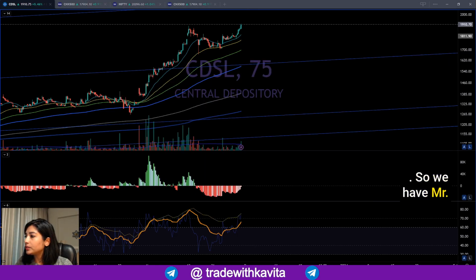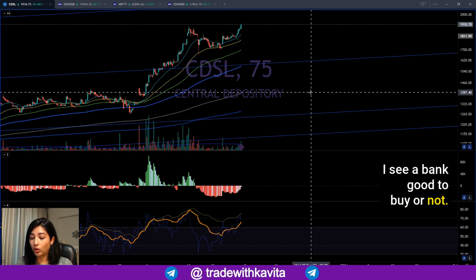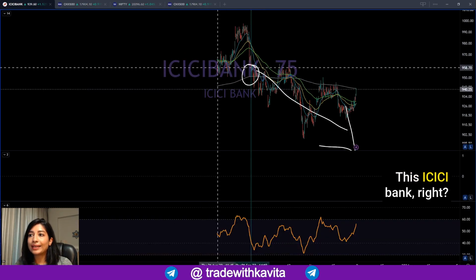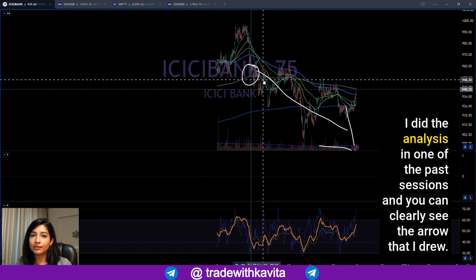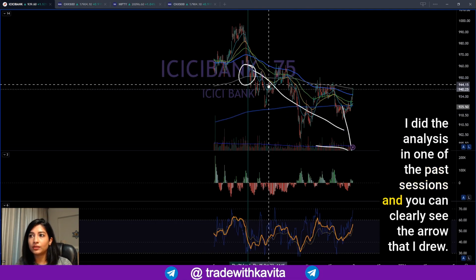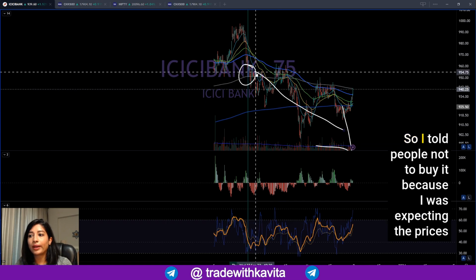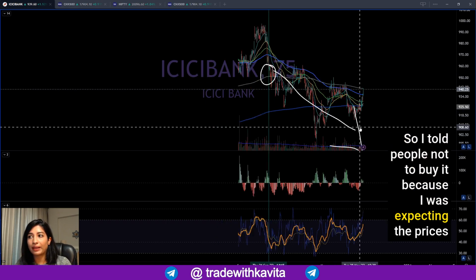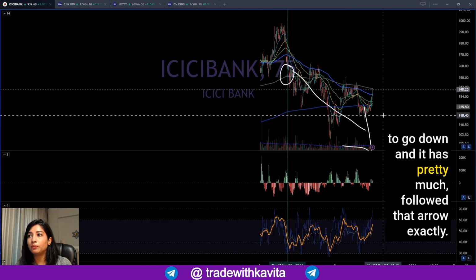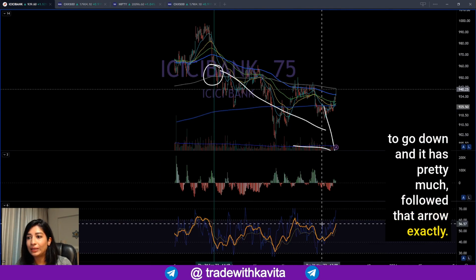So we have Mr. Sahil Sharma. ICICI Bank, good to buy or not? See, this ICICI Bank, right? I did the analysis in one of the past sessions, and you can clearly see the arrow that I drew. So I was quite bearish on it. So I told people not to buy it because I was expecting the prices to go down, and it has pretty much followed that arrow exactly.